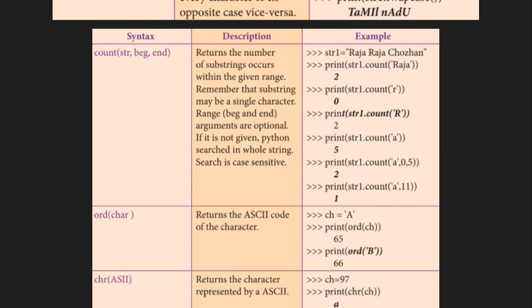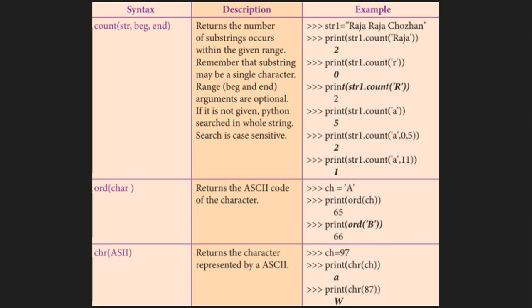Then next I'm going to talk about count. Okay, count has got three parameters. The string, beginning, comma, end. Okay, you give the string and then count how many starting from the beginning until the end. Now look at the examples there.